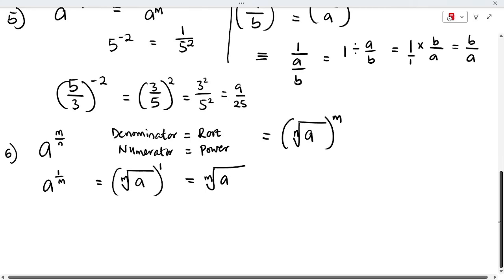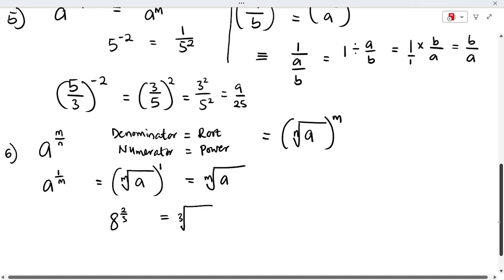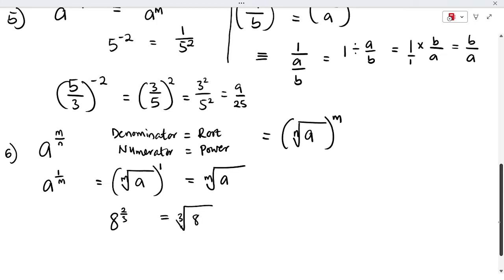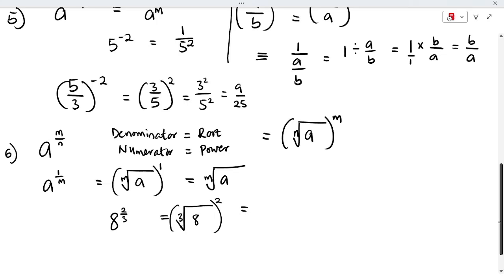And then we can have an example. Let's say we have 8 raised to power 2 over 3. What happens? 3 is the denominator, right? It becomes a root, which we call the cube root of 8, and the 2 remains the power. What is cube root? Cube root is the number which will multiply itself 3 times to give us 8.